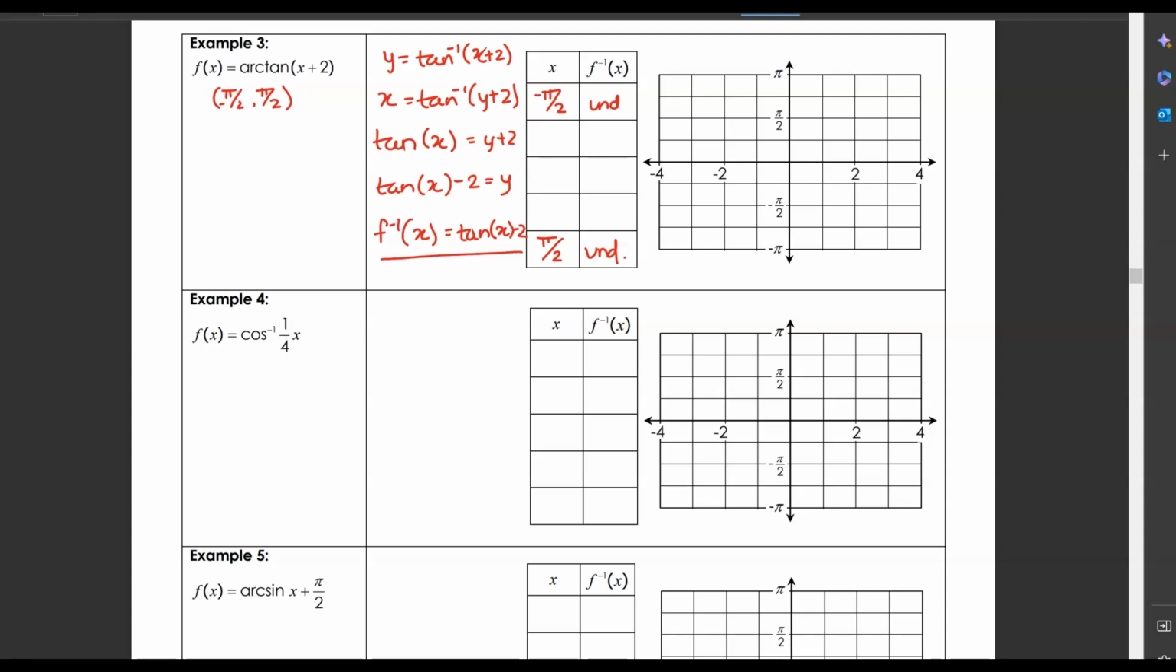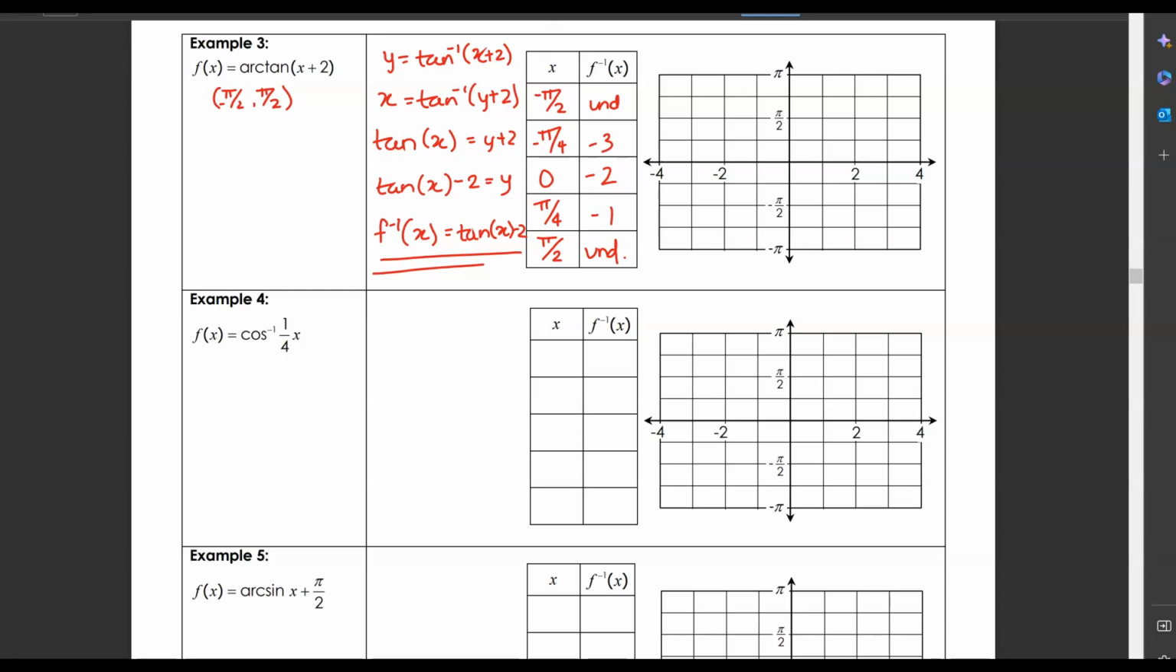So this is what we're going to use to find those values. Halfway between negative pi over 2 and pi over 2 is going to be 0. Halfway between 0 and pi over 2 is going to be pi over 4, and then we have negative pi over 4 here. So when I plug in 0, I get, sorry, tangent of 0 is 0, and then I subtract that 2, so I get negative 2. When I plug in pi over 4, I get 1. 1 minus 2 gives me negative 1. When I plug in negative pi over 4, I'm going to get negative 3. Right, so we're looking at these values.